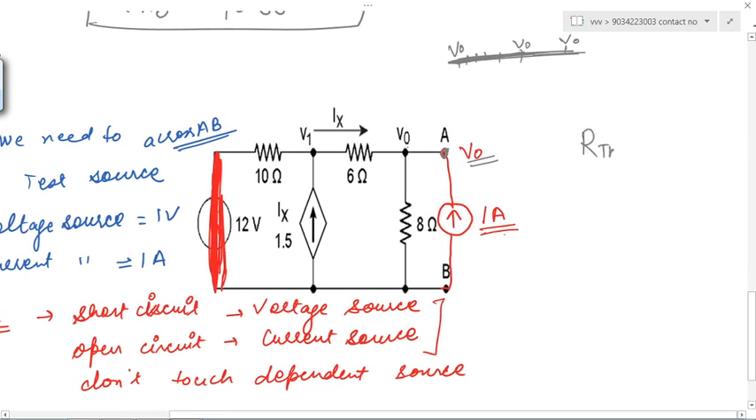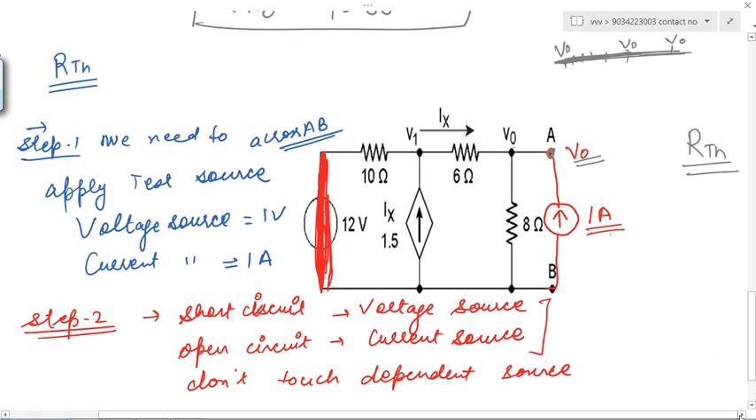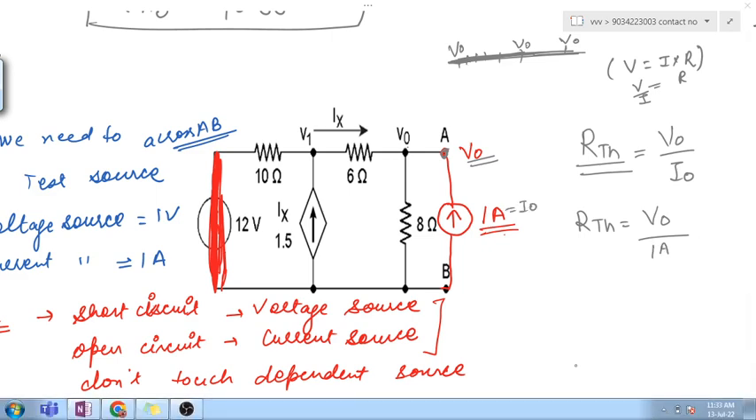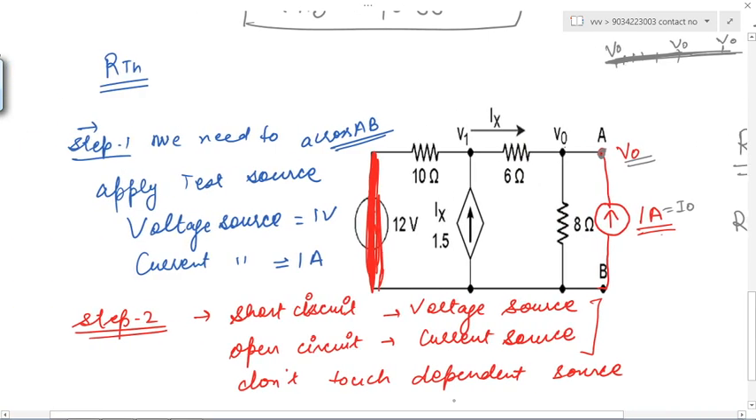Now our focus is to calculate RTH, right? And according to Ohm's law, you know that V is equal to I multiplied by R. So R must be equal to V divided by I. So RTH must be equal to V naught divided by I naught, right? V naught, how much? We don't know, we need to calculate. But I naught is how much? 1 ampere. So I naught is basically the current source which we have applied.